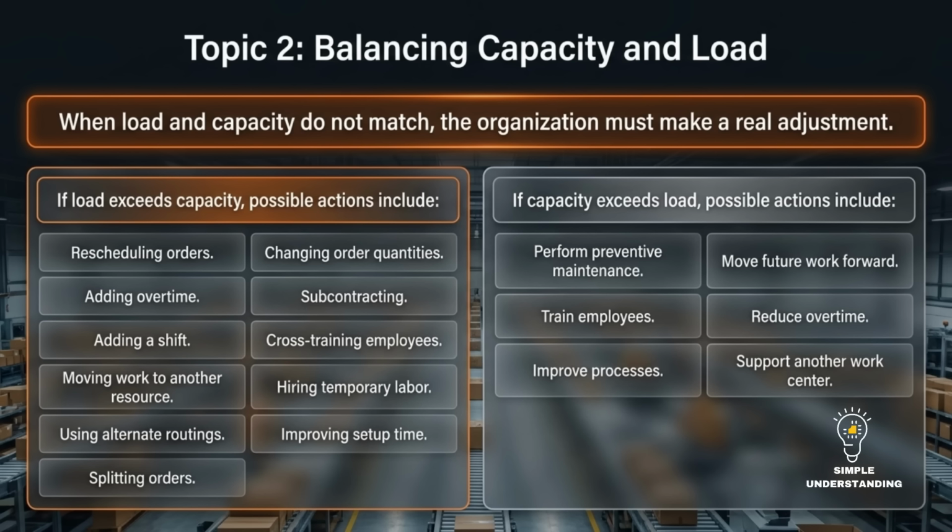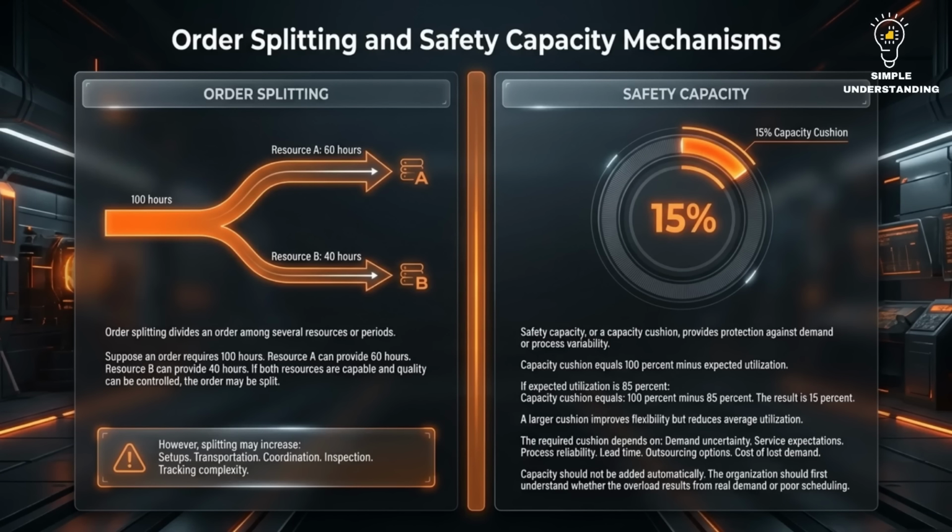If load exceeds capacity, possible actions include rescheduling orders, adding overtime, adding a shift, moving work to another resource, using alternate routings, splitting orders, changing order quantities, subcontracting, cross-training employees, hiring temporary labor, improving setup time. If capacity exceeds load, possible actions include performing preventative maintenance, training employees, improving processes, moving future work forward, reducing overtime, supporting another work center.